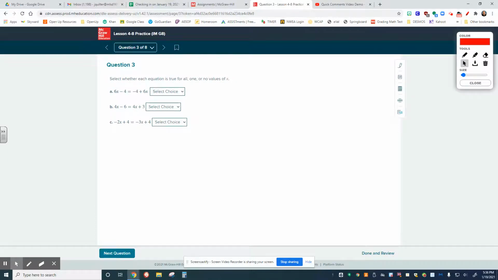Problem number 3 says to tell us whether each equation is true for all, one or none. So again, this is just reiterating what we did. Simplify first, compare the coefficient of x, then compare the constant. Same coefficients, like right here, 6 and 6, would tell me that these values are going to have the same products. And after I find that product, I would subtract 4 on the left and subtract 4 on the right.